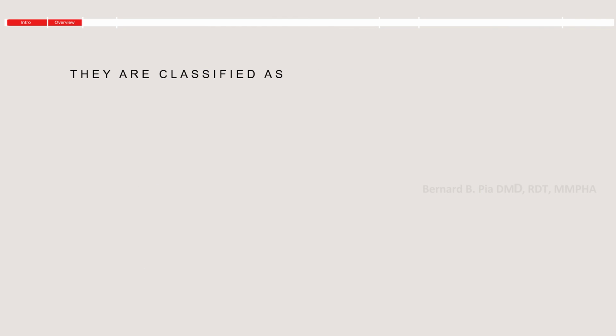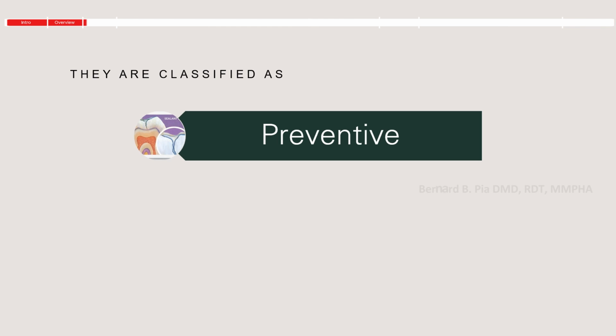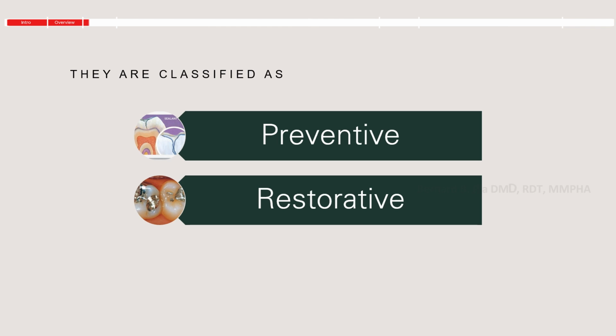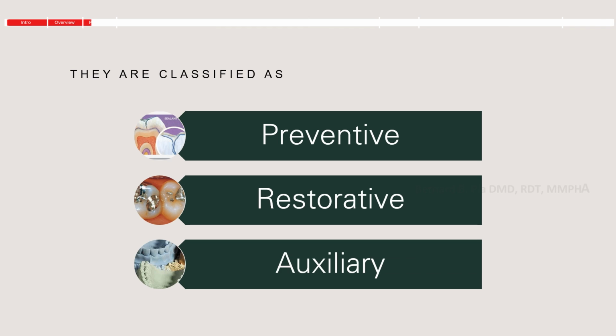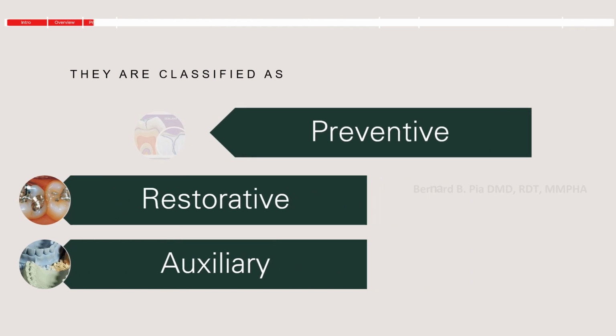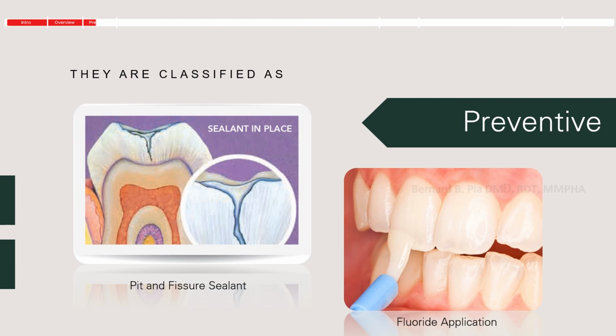From the viewpoint of intended applications, they are classified as preventive dental materials, restorative dental materials, and auxiliary dental materials. Preventive dental materials usually include polymer-based materials that seal susceptible surfaces of the tooth, such as pits and fissures, against caries, and/or release fluoride or other therapeutic agents to prevent or inhibit the progression of tooth decay or dental caries.